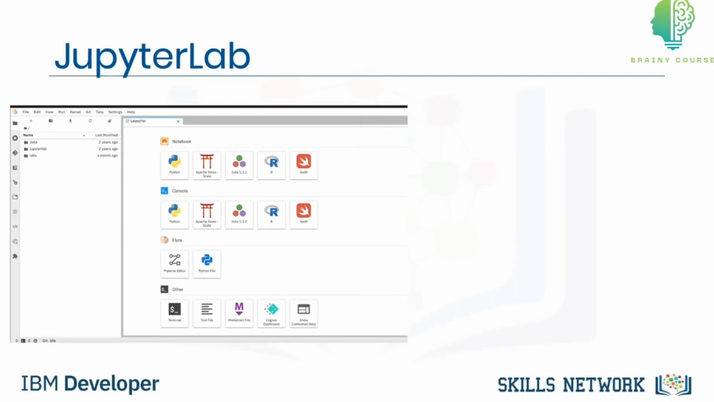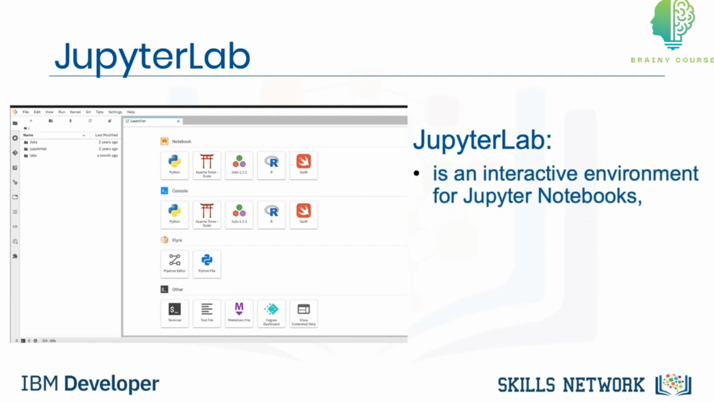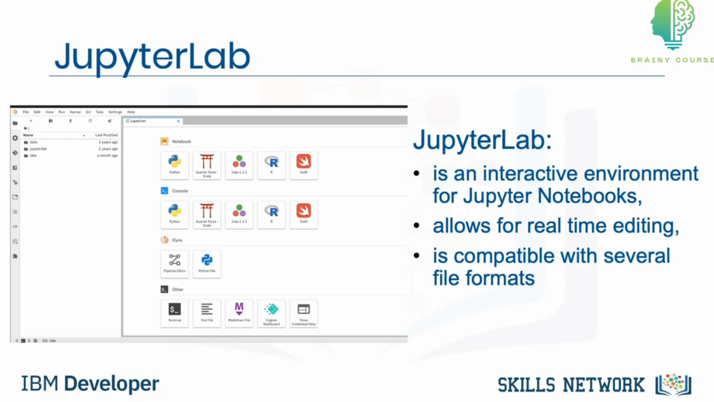Jupyter Lab is a browser-based application that allows you to access multiple Jupyter Notebook files as well as other code and data files. Jupyter Lab extends the functionalities of Jupyter Notebooks by enabling you to work with multiple notebooks, text editors, terminals, and custom components in a flexible, integrated, and extensible manner. Jupyter Lab allows for interactive control of the notebook cells and output, and real-time editing of markdown, CSV, etc. It is compatible with several file formats like CSV, JSON, PDF, Vega, and more. And it is open source.